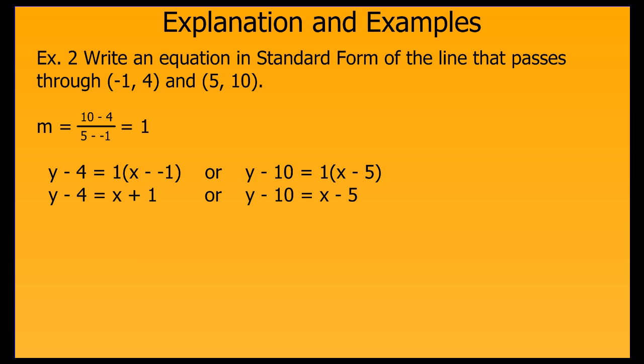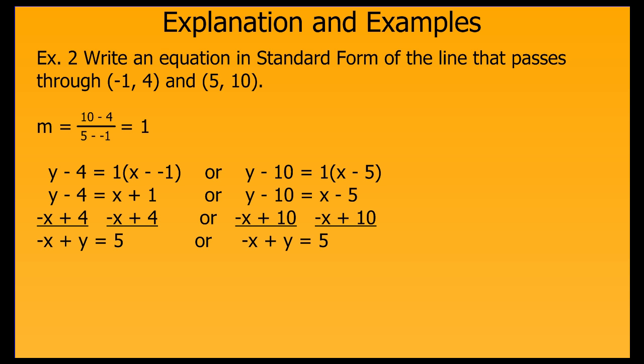Now I begin to simplify. Remember, if it's going to be in standard form, I need to get all the variables to the left side of the equation and all the constants to the right side. So I'm working through the equation with both points here so you can see that it works the same way. For our first point, which is the equation on the left, I want to subtract x and add 4 to both sides of the equation. But if I'm working with the second point on the right, I would still subtract x, but this time I'd add 10. No matter which point I choose to use, the equation in standard form will still work out to be negative x plus y equals 5.